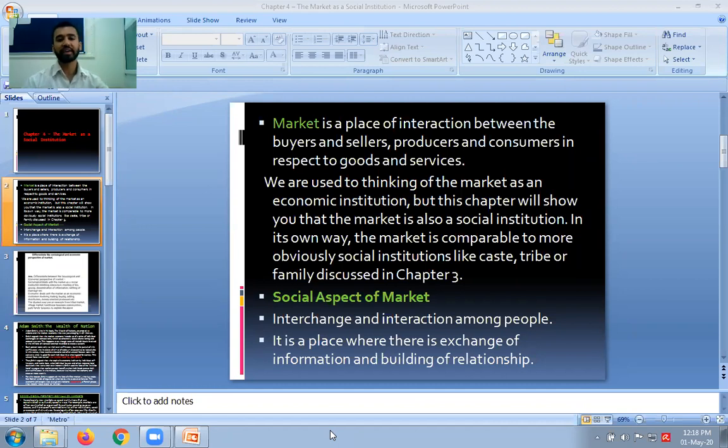Apart from buying and selling, production and consumption, apart from all these things, we are trying to understand the market as a social aspect. That's exactly what happens in a market whenever we try to understand the social aspect of the market.